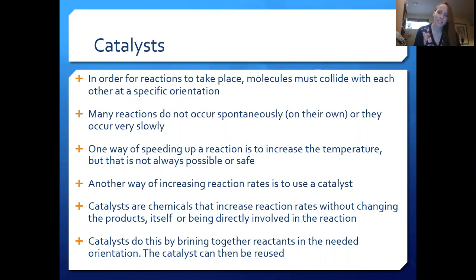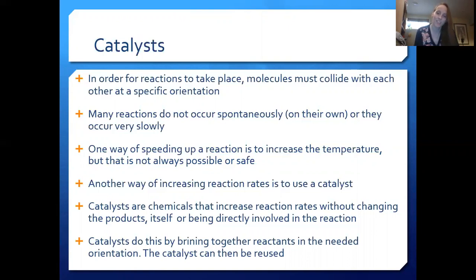So in order for reactions to take place, molecules need to not only collide with one another, but collide in the correct orientation. Most reactions actually don't occur on their own or spontaneously, or they would occur very, very slowly because it's difficult for molecules to collide in the correct orientation. You could speed up a reaction by increasing the temperature, since that means molecules are moving around faster and colliding more often, but it's not always safe to just crank up the temperature on your reaction.